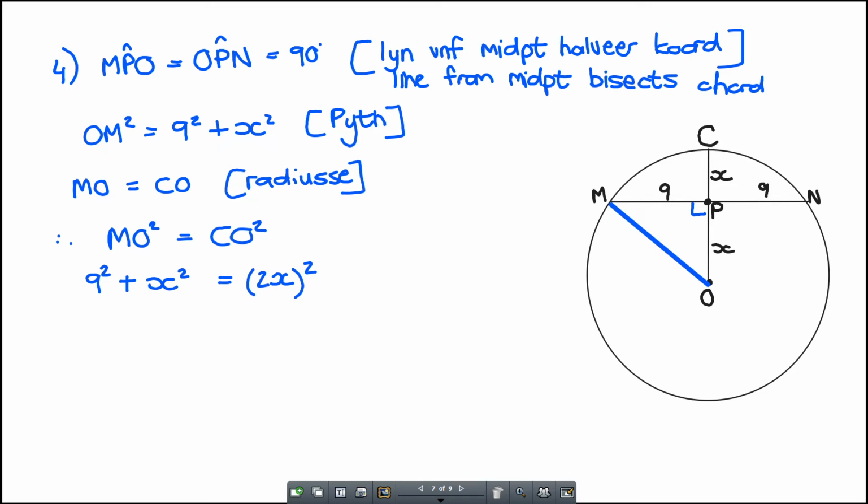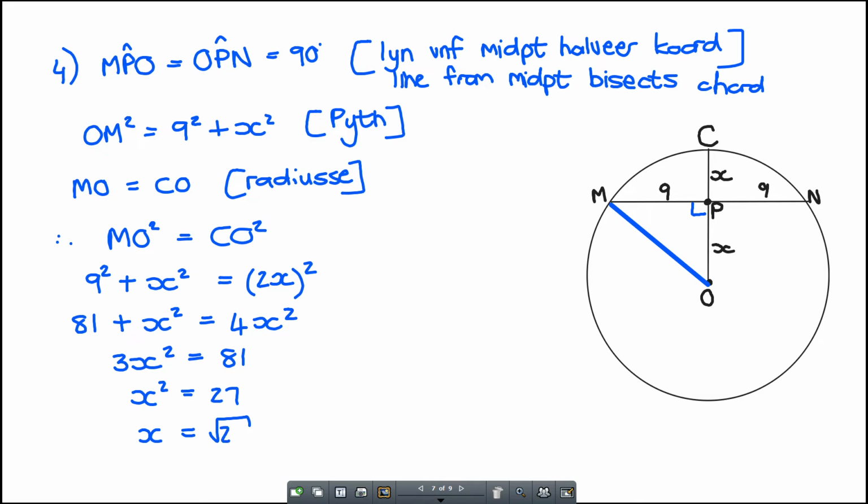Now I can go say, okay, that will be 81 plus x squared is equal to, en nou moet ek hier gaan uitwerk, dit gaan wees 4x kwadraat. Nee. So let's take everything to, dat hy reg geshuffle is. So 3x squared, want ek val uit x kwadraat oor, gaan wees 81. So x squared, what's 81 divided by 3? It's 27. So x will be square root of 27.